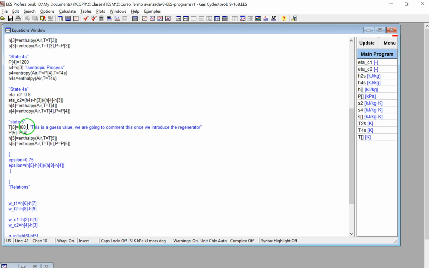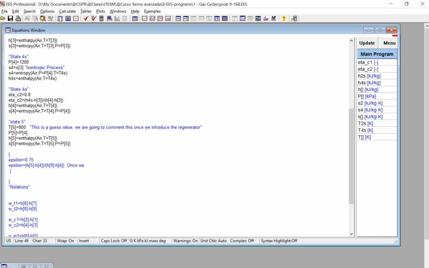So this value of 800 is just an initial guess, and I am making this note here. This is a guess value. We're going to comment this once we introduce the generator. When we say to comment, it means we are going to put it in comments, just like we are doing with the epsilon expression. And I will make a note here.